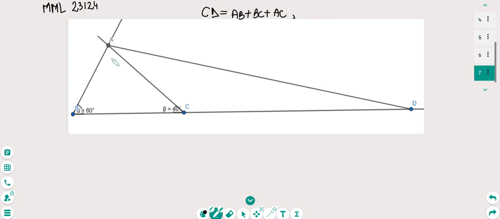So there's a triangle ABC, the angle B is 60 degrees, C is 40 degrees. You have this relation: CD, where D is a point on the line BC, such that C is between B and D. So CD is the sum of the lengths of all the sides of the triangle, AB plus BC plus AC. And they are asking to find the angle ADB.